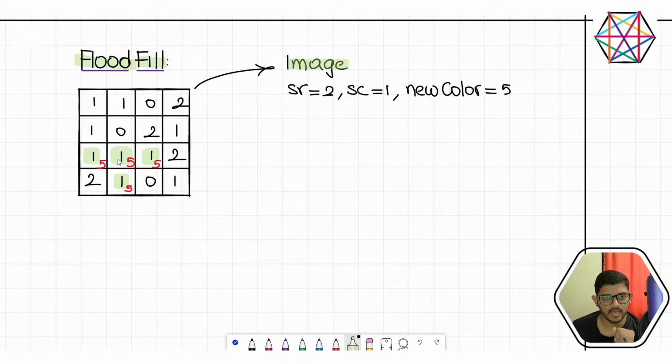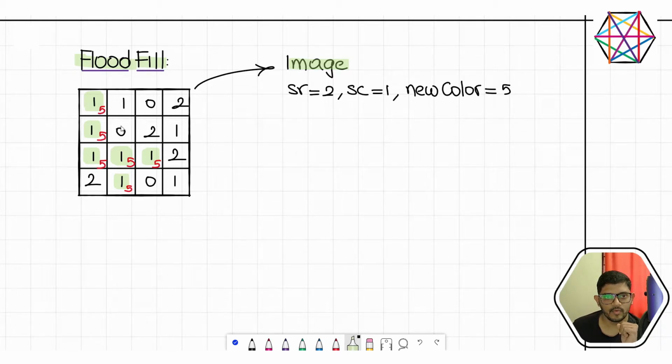Okay, so this is done. So 2 is a different color, so we can't do anything about it. Okay, you check this particular cell. It is having the same color as that of this one, so we will change it to color 5. Now look at this one's adjacent cells. It is this, this and this. This is already visited. This is a different color. So this is the only other option. Okay, change it to color 5.